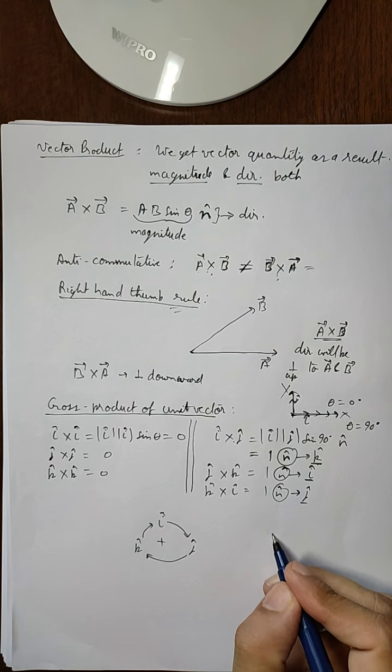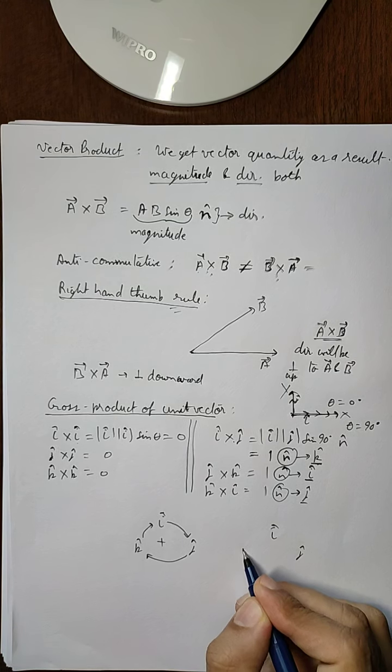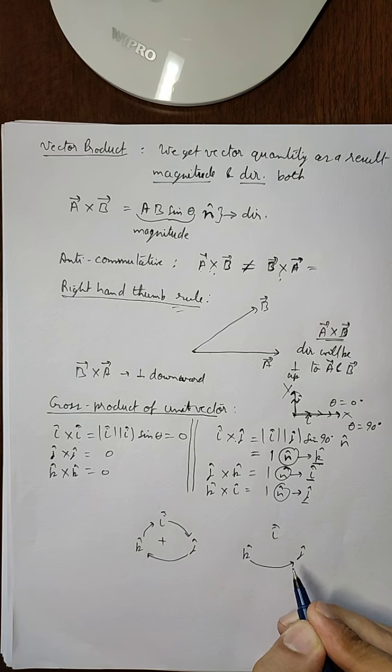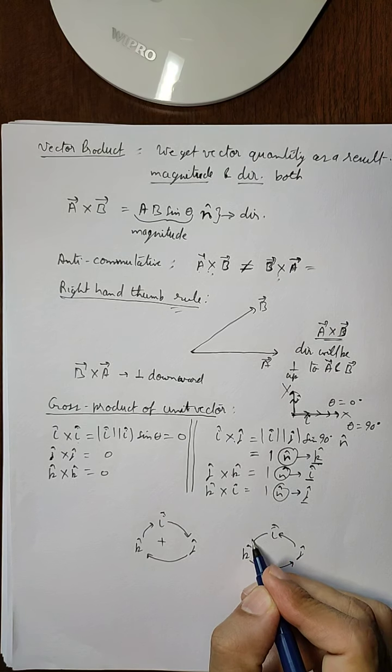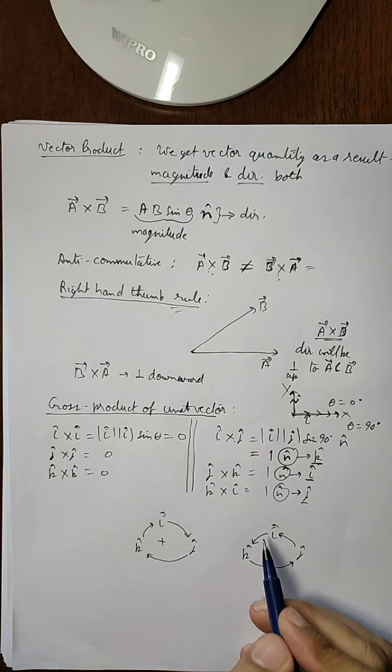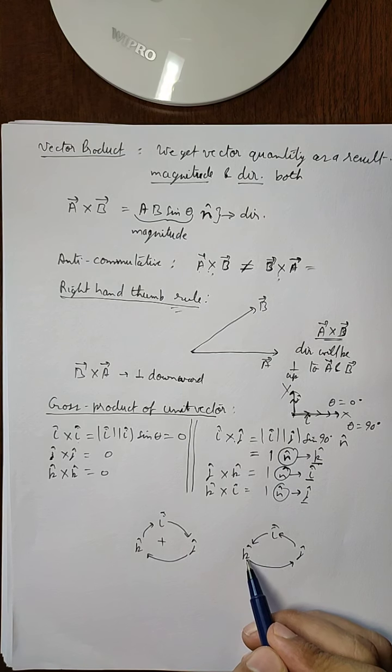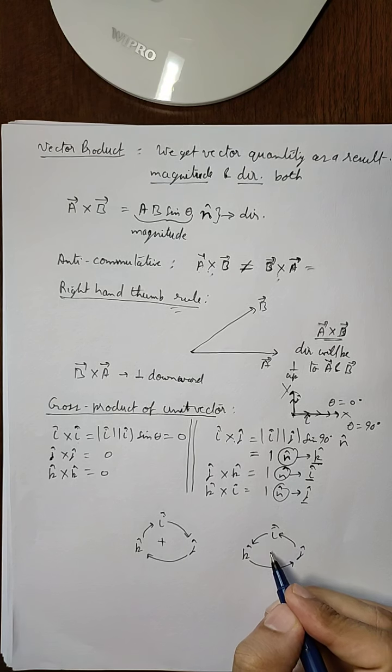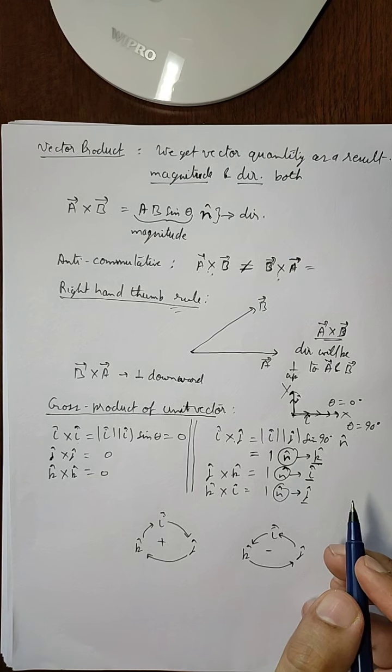If we reverse the direction of i, j and k, then j cap cross i cap will be equal to minus k cap. So it will give us a minus result. You can do it like this.